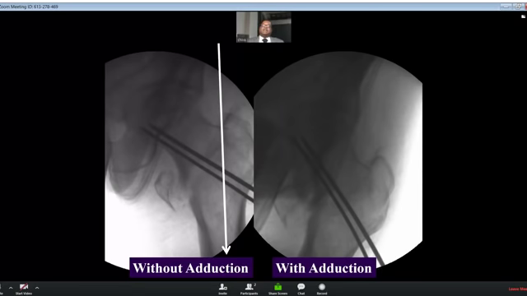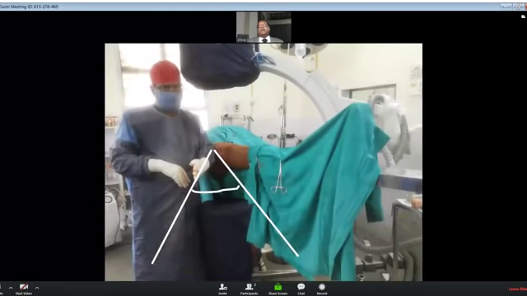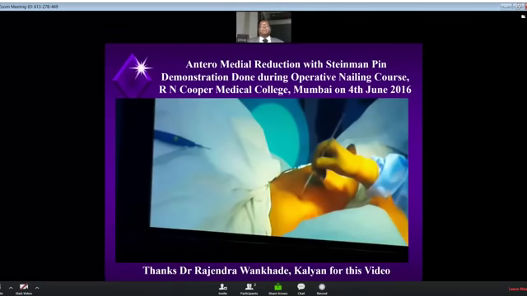On the left, you can see in the abducted position, I cannot do nailing. Whereas on the right, in the adducted position, I have a lot of space for the nail. So this is the adduction, almost 60 degrees of adduction I get in these patients, and it's easy for us to operate. And there is no question of varus happening because I have already fixed these fractures with K-wires.